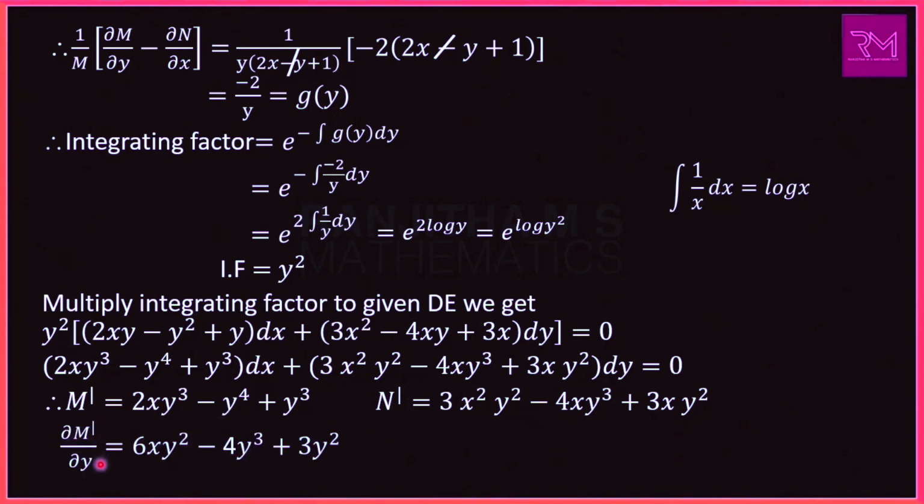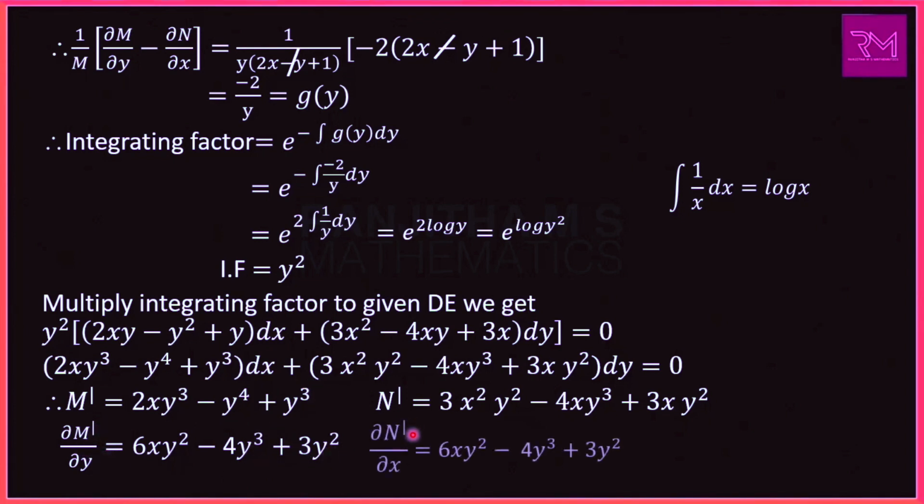Del M dash by del y, that is differentiation of M dash partially with respect to y. We get, here 2x is constant, take as it is, into differentiation of y cube, which is 3y square. So 3 into 2 is 6xy square, minus y power 4 differentiation is 4 into y cube, plus y cube differentiation is 3 into y square. This is our del M dash by del y.